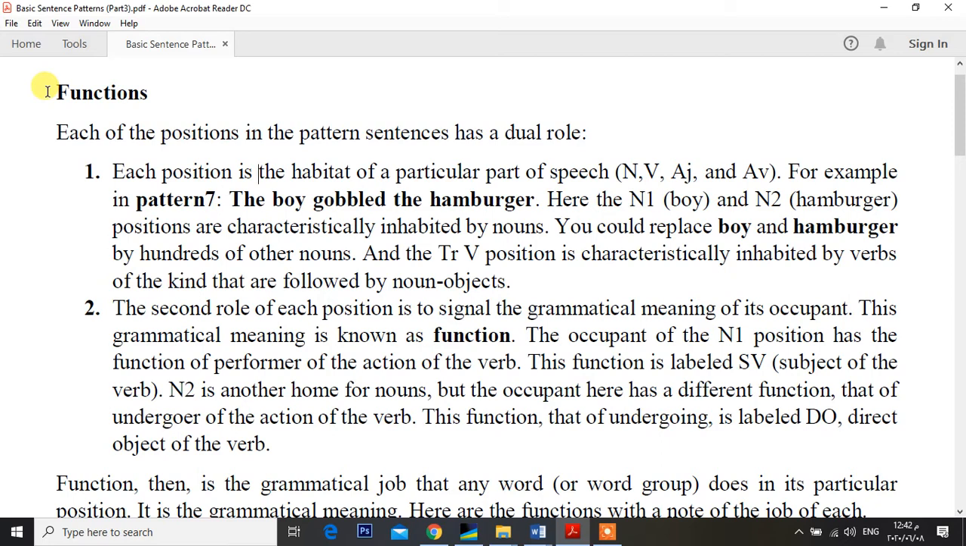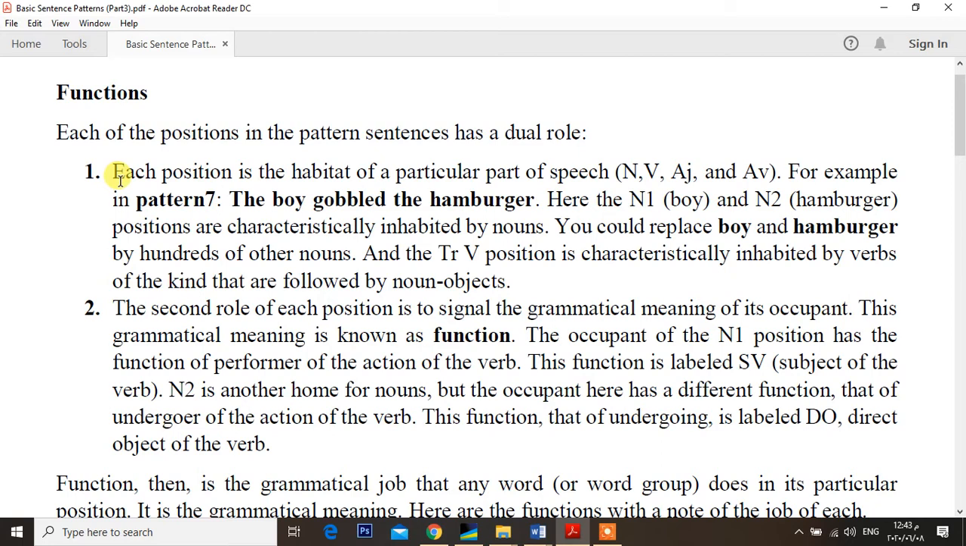Today we are going to take the last part of this chapter, which is chapter 15. And we are going to take functions and the modes of classification. Let's start with functions. Each of the positions in the pattern sentence has a dual role. The patterns that we have studied, each one of them has a dual role.